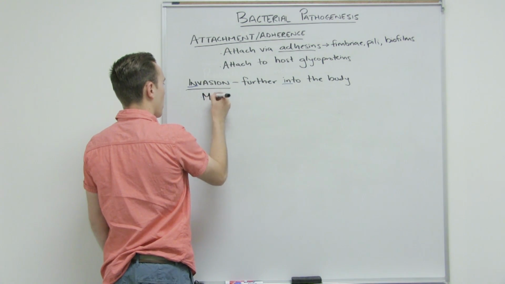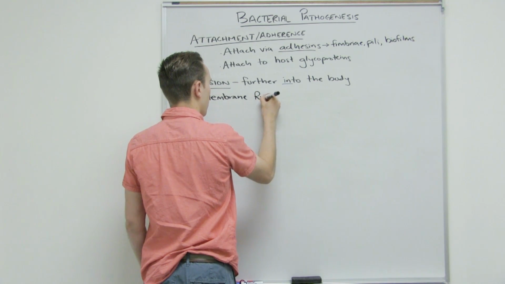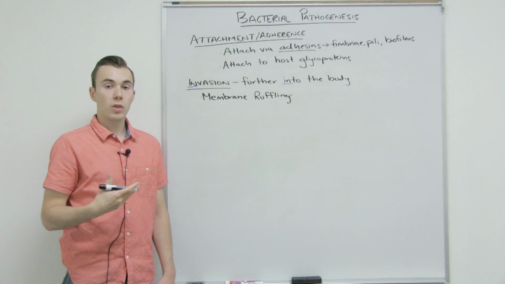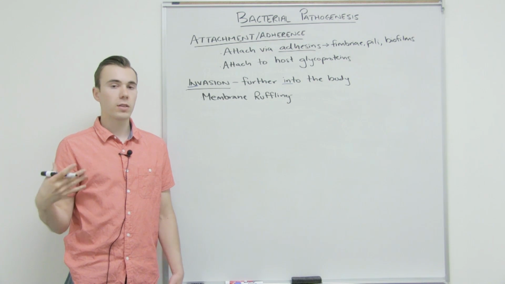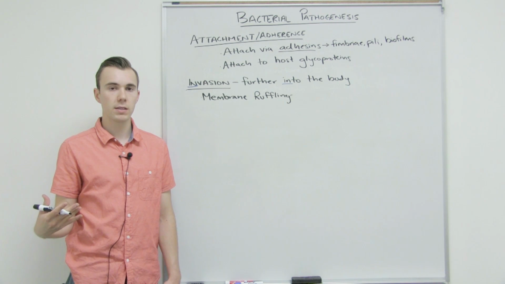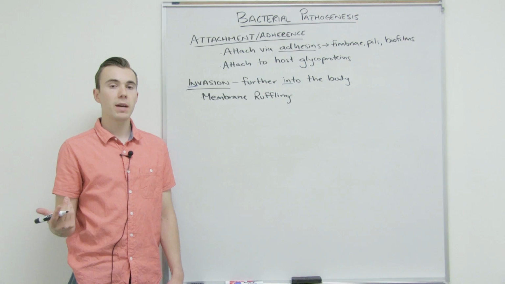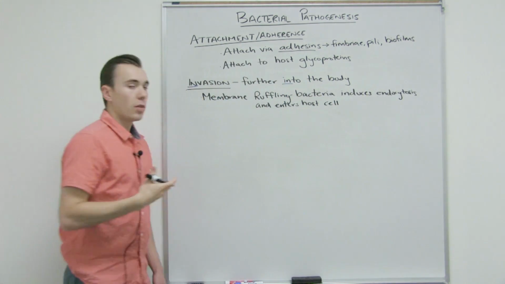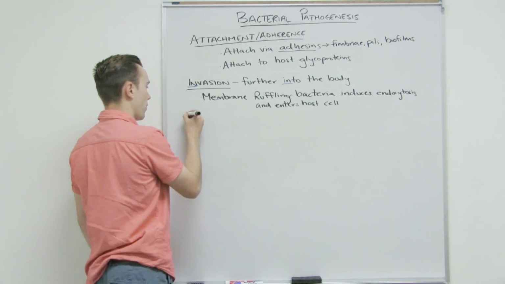So the one method is called membrane ruffling. Membrane ruffling is where the bacteria is going to induce endocytosis and enter into a host cell. Our cells normally should not take bacteria in unless they're phagocytes and they're doing a different process. But normal cells should not just let bacteria enter into them. So that's why the bacteria induces endocytosis. There are also enzymes, but we're going to classify all the enzymes together. So this is your one invasion technique for right now.